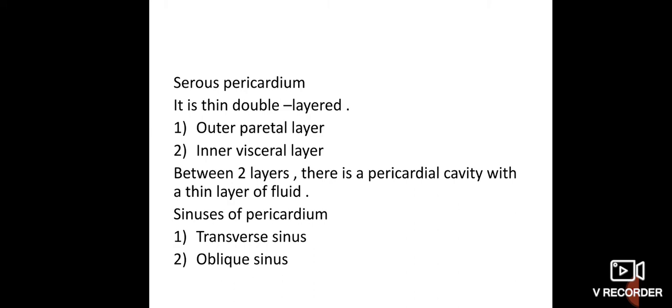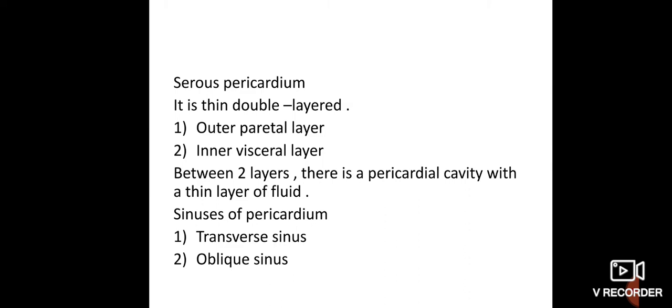So this slide explains the 2 layers of the serous pericardium, outer parietal, inner visceral. Between the 2 layers there is a pericardial cavity with a thin layer of fluid. The next is sinuses of pericardium. Sinuses are the extra spaces which are present over the pericardium, and they are transverse sinus and oblique sinus.